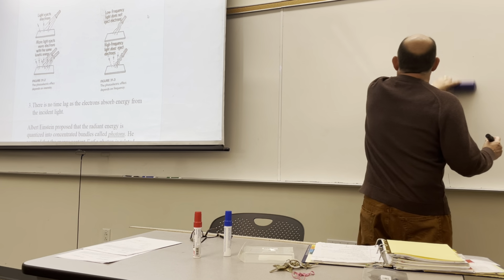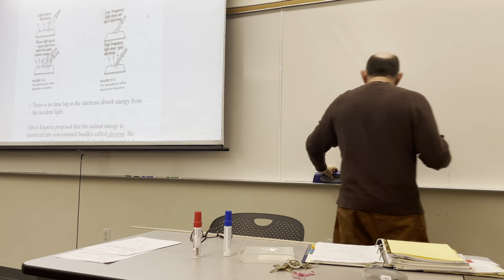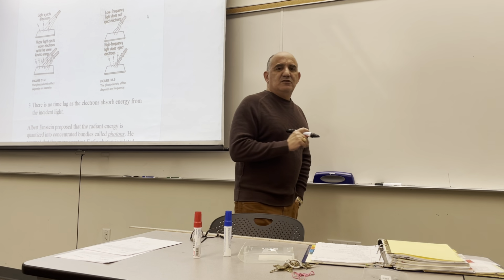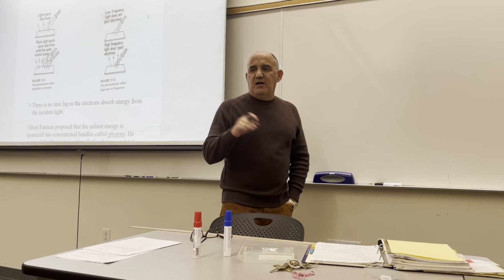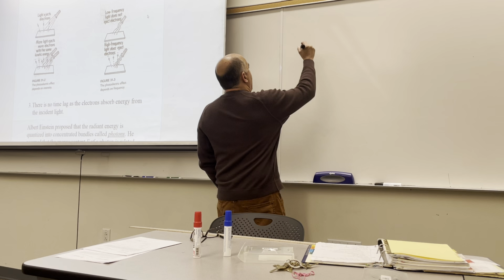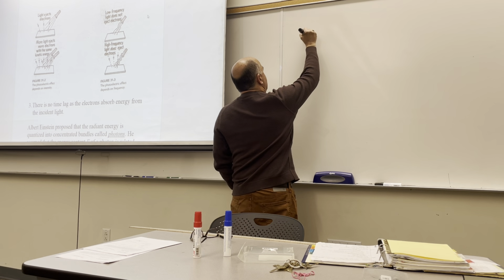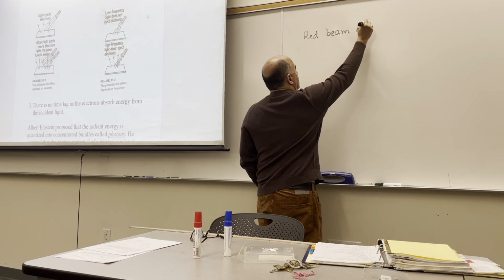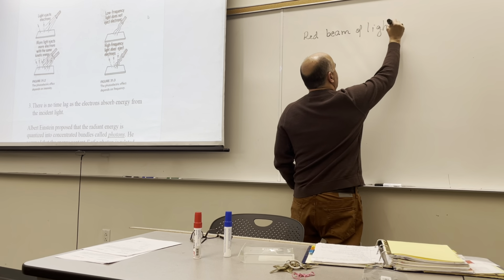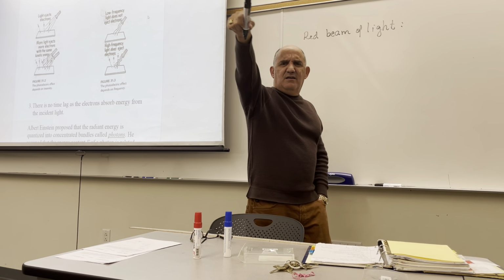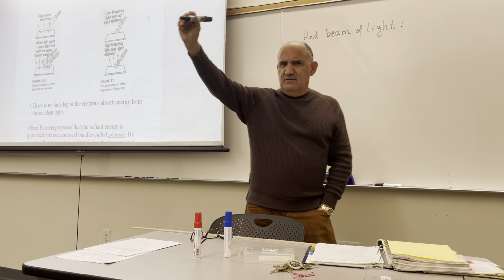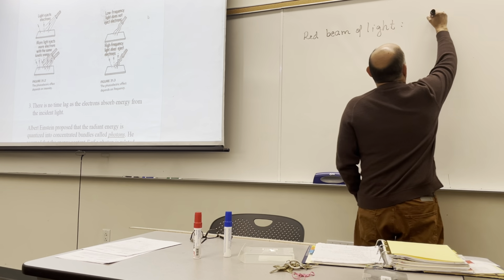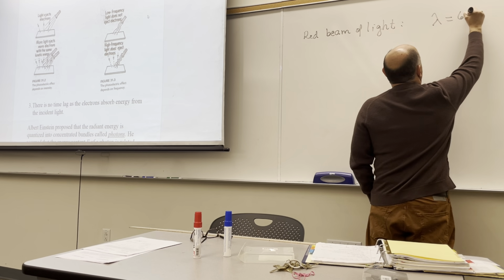Okay, so first let's do this calculation. Help me out with your calculators. Consider a red beam of light. Well, let's go specifically to what was the wavelength of the diode laser that you used in the lab? 650. 650 nanometers, right? So that was 650 nanometers.